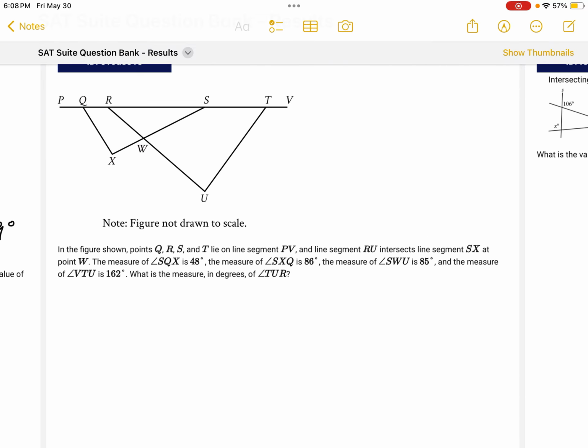Here we are with another angle chasing problem. In the figure shown, points Q, R, S, and T lie on the line segment PV, and line segment RU intersects line segment SX at point W. The measure of angle SQX is 48 degrees. Let's mark that down. 48 degrees. And the measure of angle SXQ right here is 86. And the measure of angle SWU is 85.